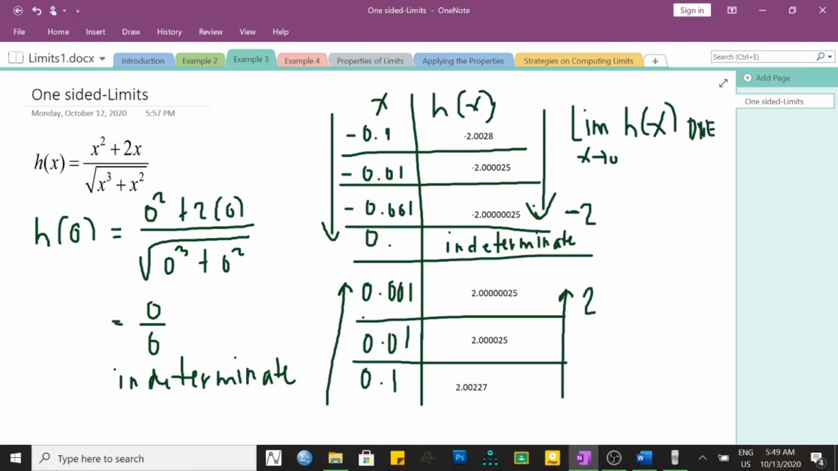We now realize that for a limit to exist, the function from the left side and the right side of a particular number should approach the same number. Although h of x here is approaching a particular number from the left side and from the right side, it happened that those numbers they are approaching are different. This makes the limit not to exist in general.